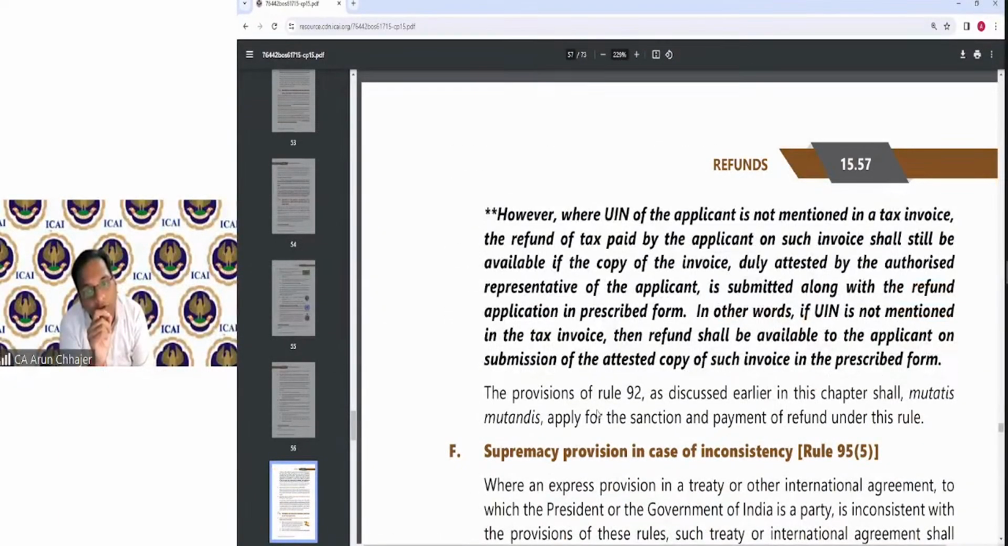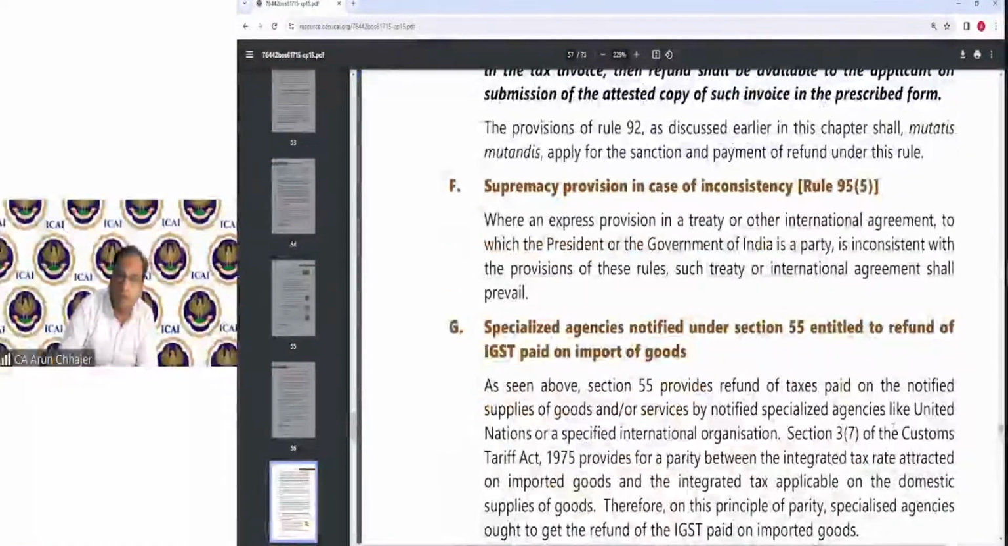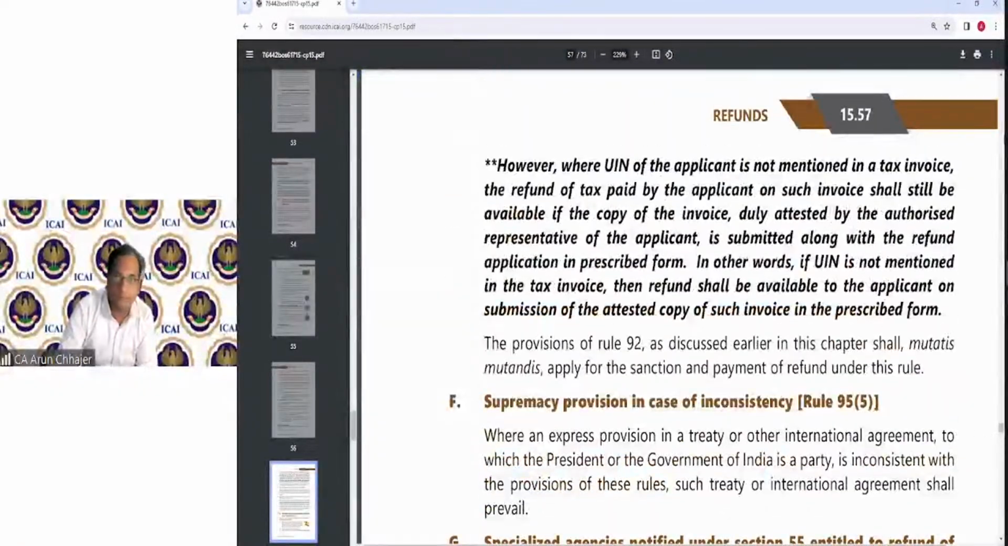However, where UIN is not mentioned in a tax invoice, the refund of tax paid by the applicant on such invoice shall still be available if a copy of the invoice duly attested by the authorized representative of UIN is submitted along with the refund application. In other words, if UIN is not mentioned on the tax invoice, the refund shall be available on submission of the attested copy. Okay.